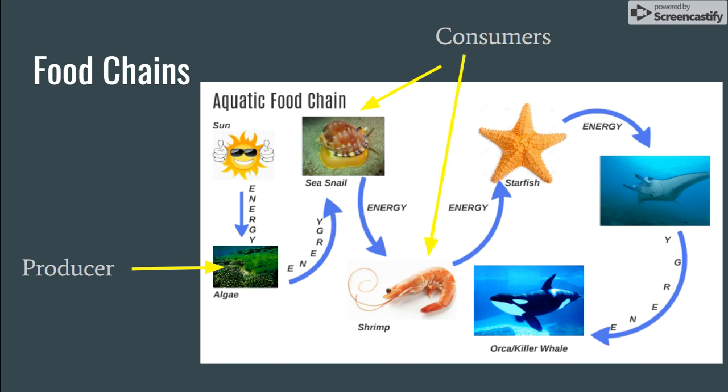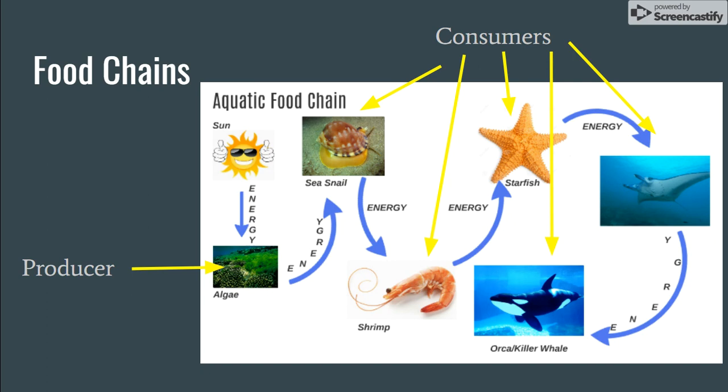The sea snail is then eaten by the shrimp. This makes the shrimp a second level consumer because it eats the first level. It can also be called a secondary consumer. The shrimp is then eaten by the starfish, which means the starfish is a third level consumer or a tertiary consumer. The starfish is then eaten by the ray, meaning that the ray is a fourth level consumer. And finally, the ray is eaten by the orca or the killer whale, which is the fifth level consumer.